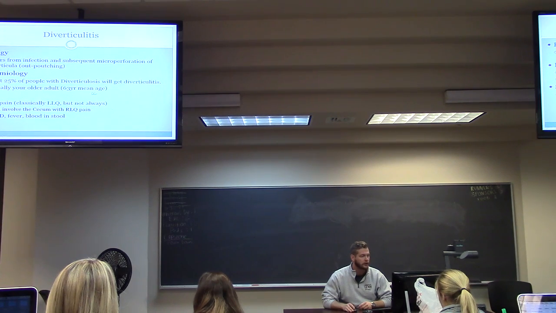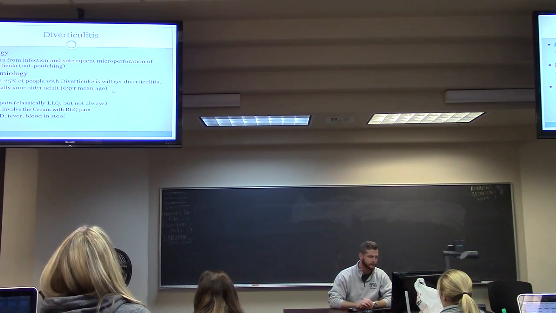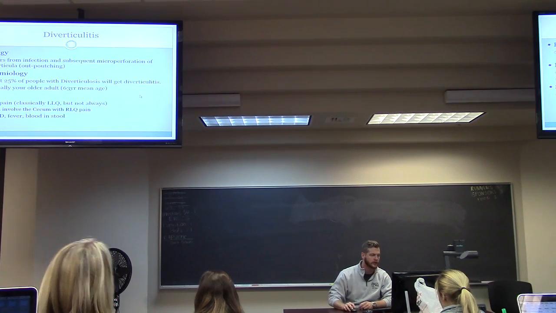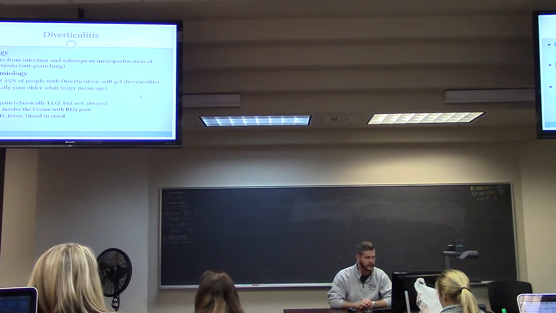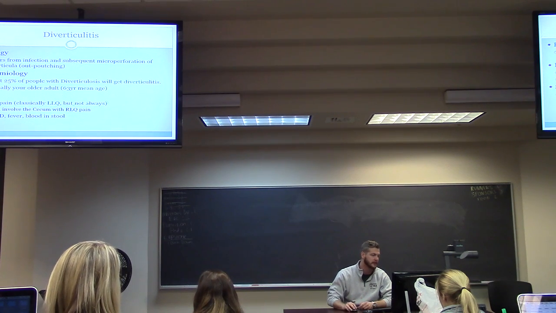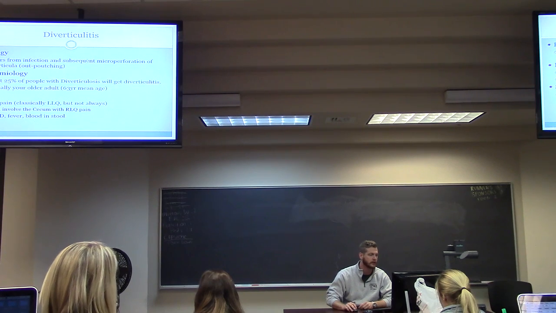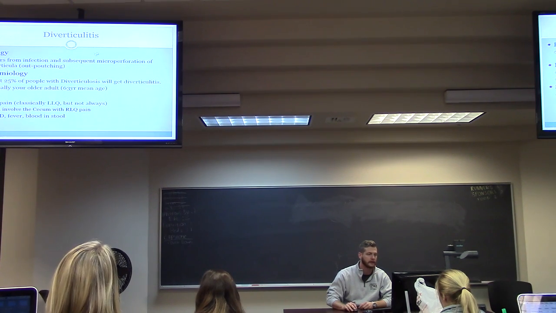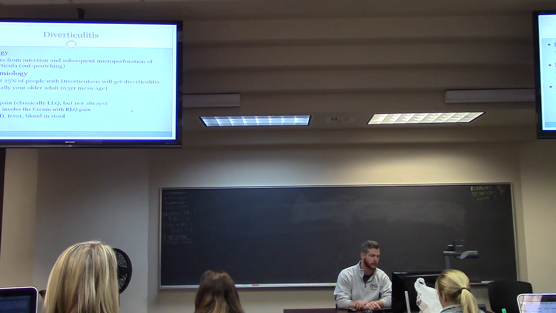Typically it's an older adult. The mean age is 63 years of age. Clinically, that seems a little old to me, but that's what the books say. Classically it's left lower quadrant abdominal pain, but not always. It can involve the right lower quadrant, and sometimes the cecum. Nausea, vomiting, diarrhea, fever, blood in the stool, so you get a rectal guaiac to check for blood in the stool. These microperforations will cause occult blood-positive stool.